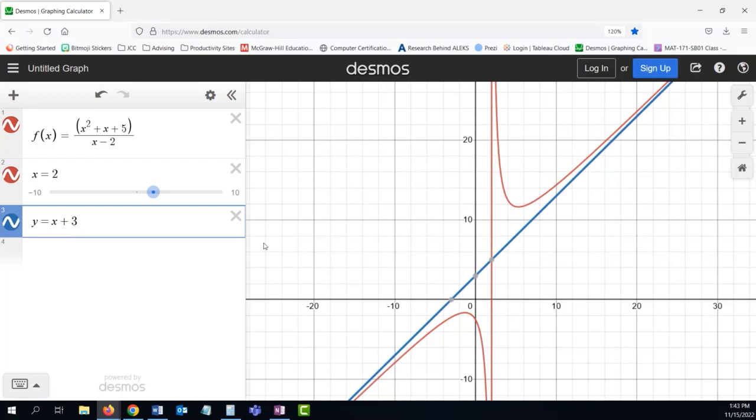Look at what's happening. I don't have a horizontal asymptote because as x goes to positive infinity and x goes to negative infinity, instead of just trying to fall down on one value, it continuously chases the line y equals x plus 3. And it chases it in both directions. So this is what a slant asymptote looks like. And this is how they graph.